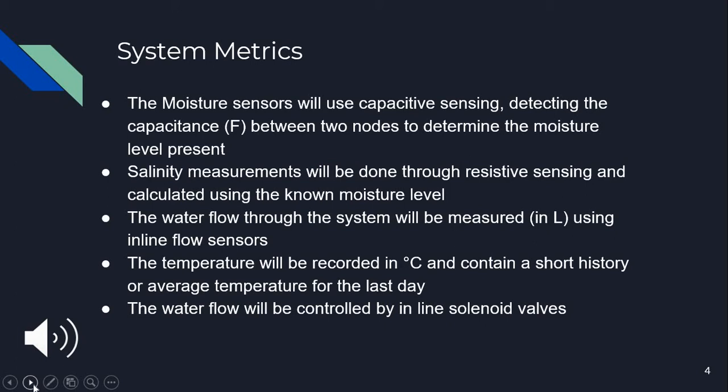So for moisture sensors, we're going to use capacitive sensors. We will get a reading in farads, but then we'll have to use a formula to convert that to a percent moisture. For our salt index, we are going to use a resistive sensor that will be the same thing. We'll have to use a formula to convert it into a salt index value.